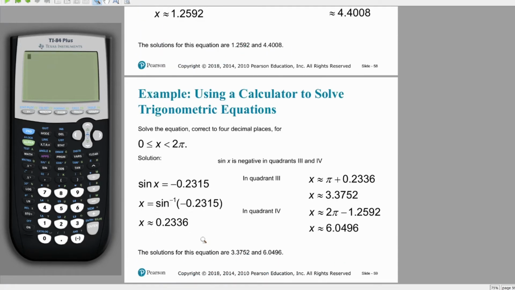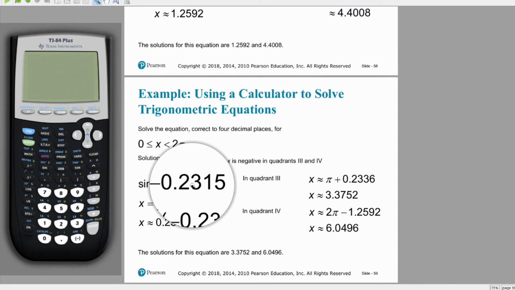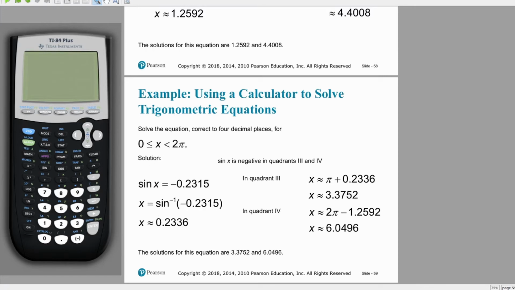Similarly, if we want to find the appropriate x value such that sine of x is equal to negative 0.2315, same sort of idea. We'll go into the calculator, get our inverse sine, plug in that 0.2315, and obtain our appropriate angle measurement in a sense here, where from there we should understand that we're not quite getting what we want, so we need to make some adjustments.